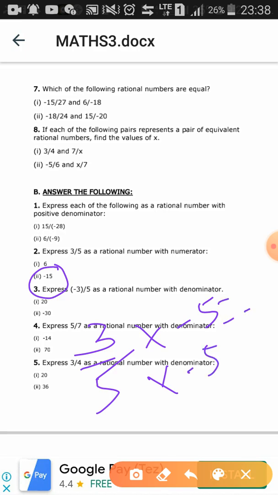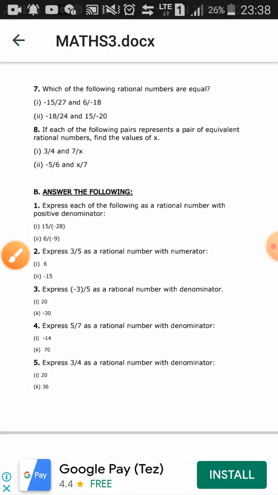So finally it becomes minus 15 by minus 25. Yes, so that's it. And minus minus cancels out. You can write it as 15 by 25. Okay, so this is the answer.